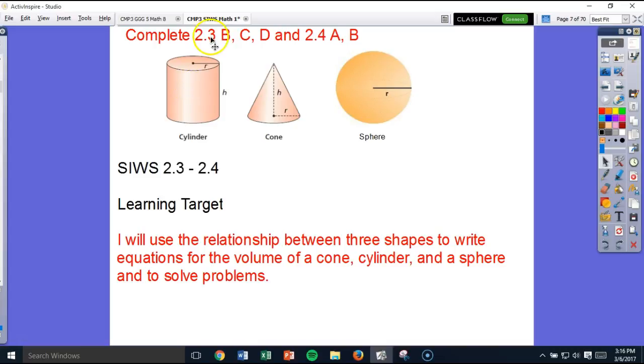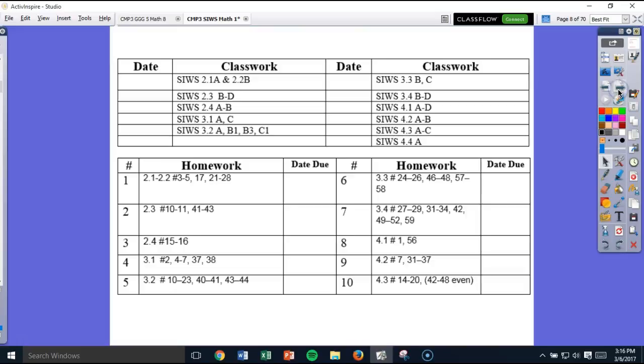We're going to be working on B, C, and D here in 2.3. Our learning target is we want to use the relationship between these three shapes we have up here to write equations for the volume of a cone, a cylinder, and a sphere to be able to solve problems.